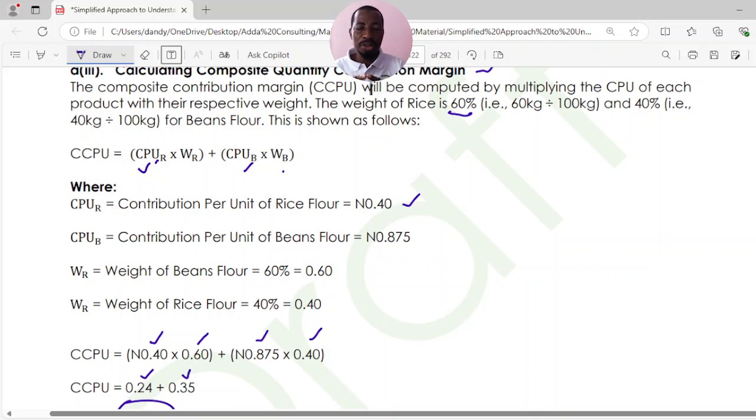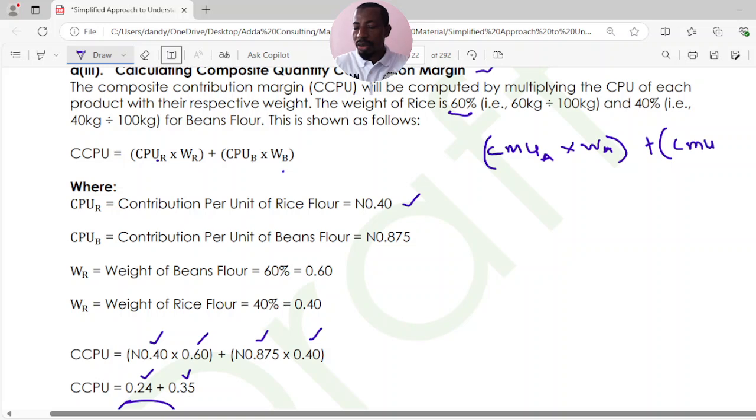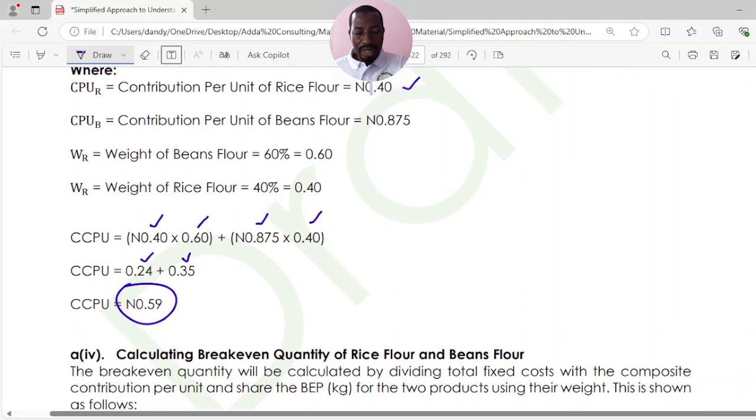All right, so whenever you are asked to compute contribution margin or contribution margin ratio, and you are given proportion of each product, then you are going to calculate. This is the formula that you are supposed to use. Just say contribution margin per unit of product A, for example, multiply by the weighted average of product A. All right, plus contribution margin per unit of product B multiplied by weighted average of product B. That's all. It's the same thing as what you have here, so you get the same answer. So that is what we have done.